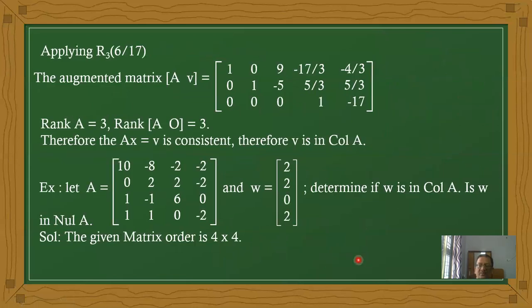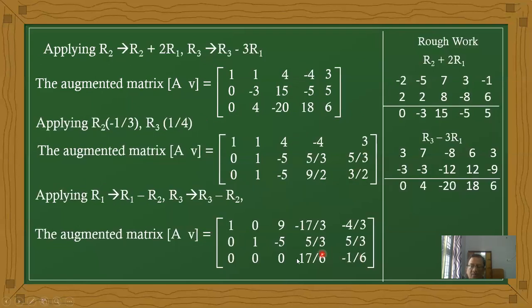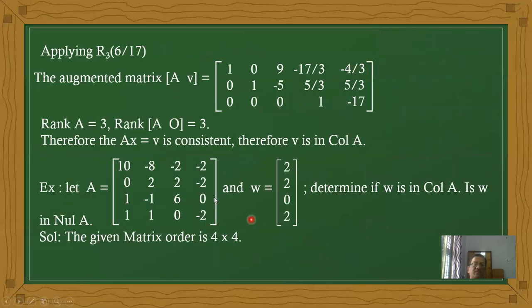Now to convert the third row, the entire third row is multiplied by 6 by 17. Therefore the third row values become like this: 0, 0, 0, 1, minus 17.